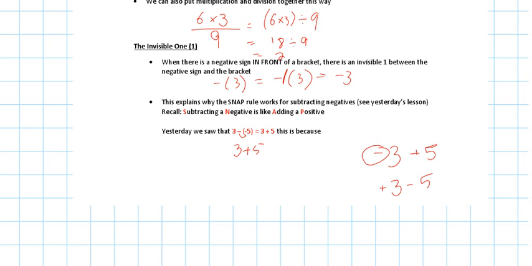Okay? So if it was actually +3 minus -5, then we have to use brackets. That would be 3 minus -5, so then the sign of the 5 is negative. Okay? But they're not the same. These are not the same, right?